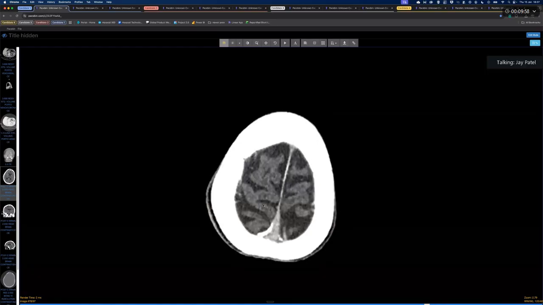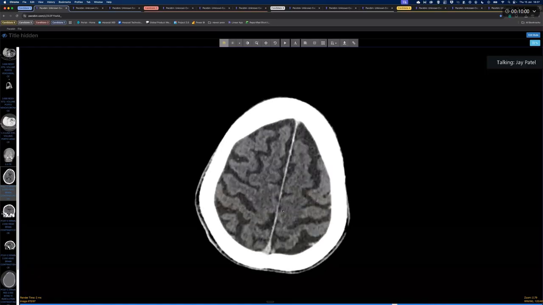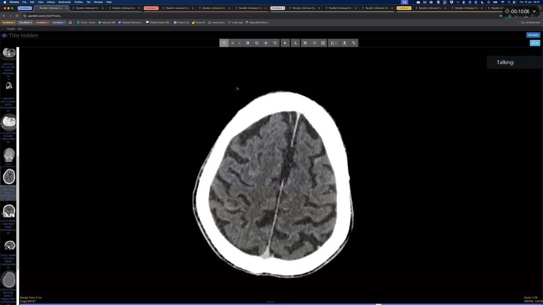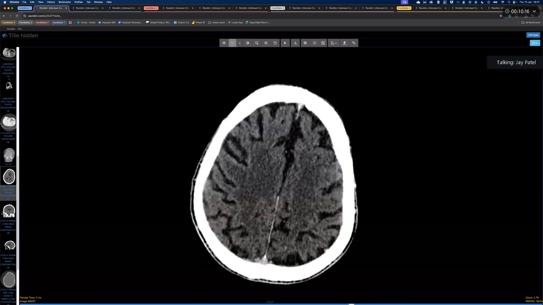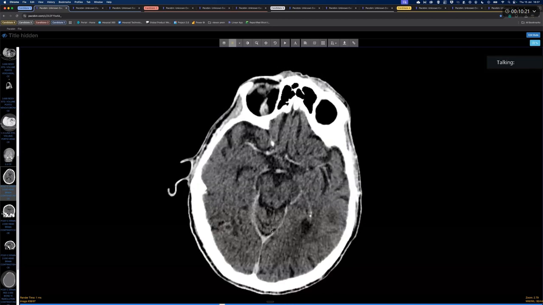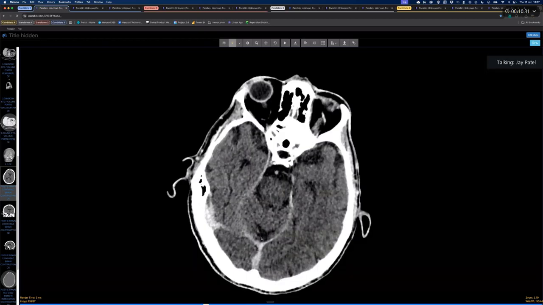Okay, and if I just take control of the mouse just for a moment, and I ask you to look at areas like this, and I'll go down, areas like this. Just talk me through what you think those might be and how that might change your differential.